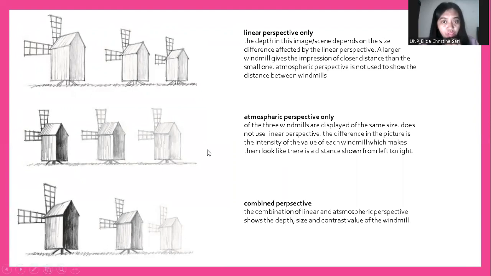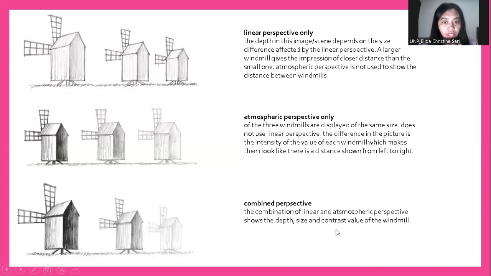And number 2 is atmospheric perspective. This is different, about the color. You can see the color is very dark in the middle and very light at the sides. These mountains display the same size and do not use linear perspective. The difference in the picture is the intensity of the value of each mountain, which makes them look like they are distant, from the left or the right.